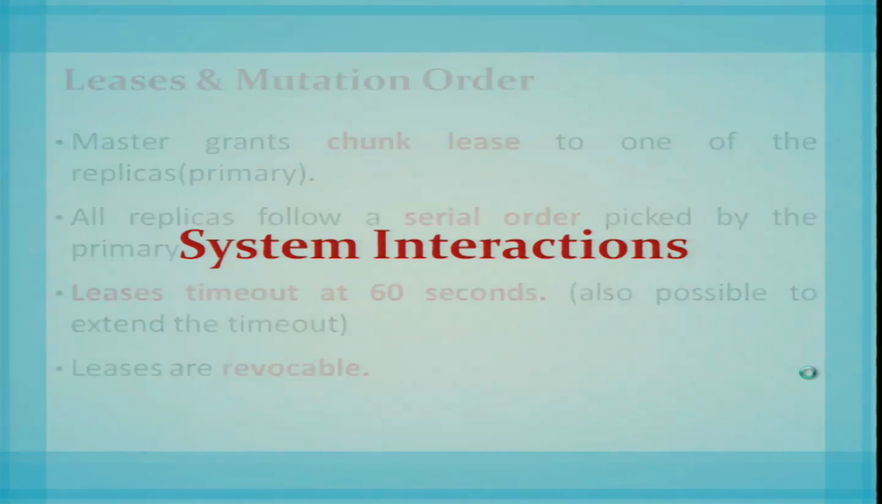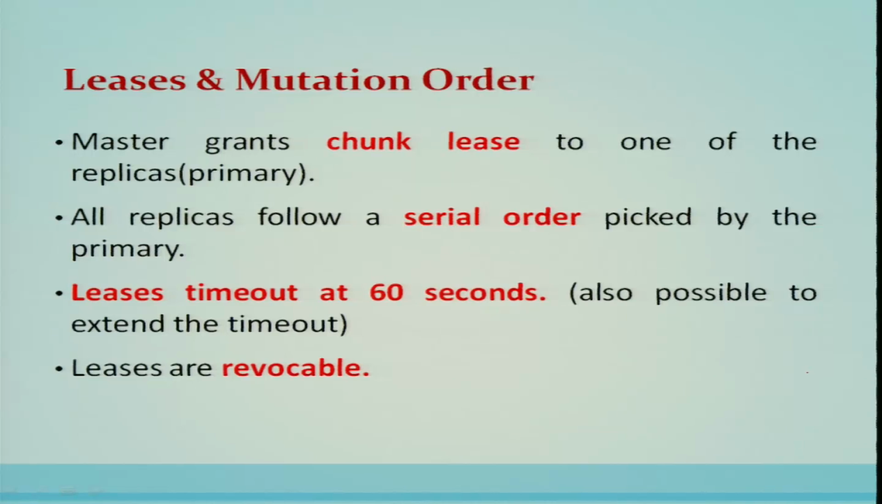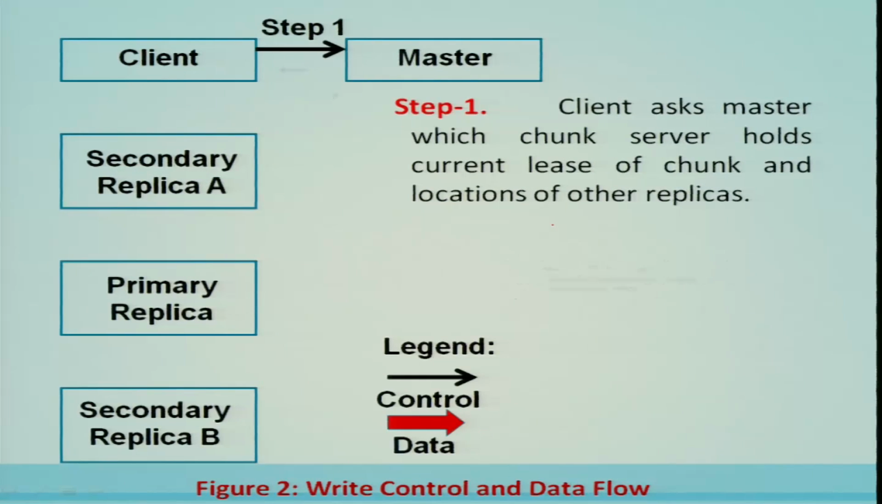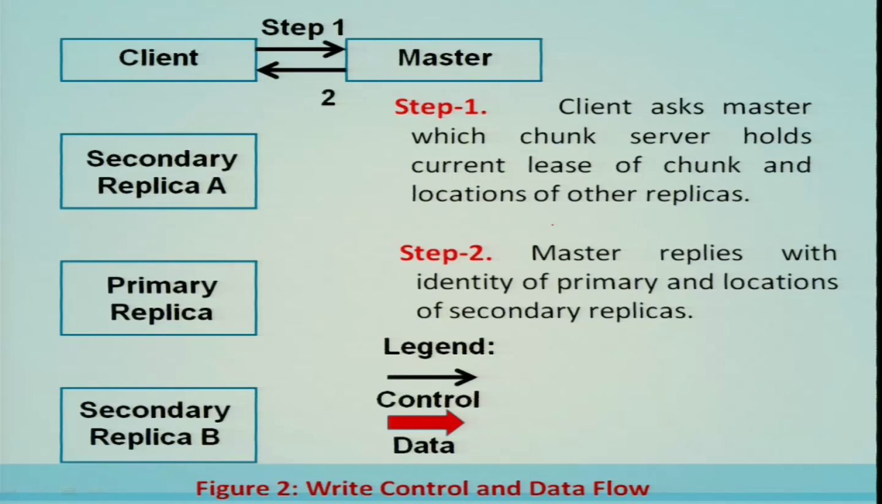System interactions, leases and mutation order. So, master grants the chunk lease to one of the replicas, and this particular replica is called the primary replica. All the replicas follow a serial order picked by the primary. Leases time out at 60 seconds and leases are revocable. Let us see the interactions.